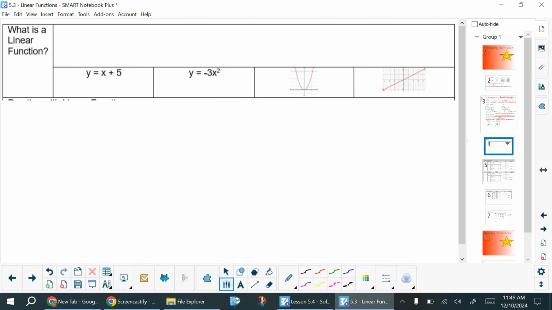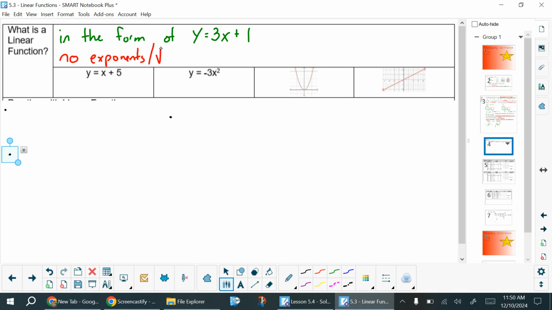Next thing we'll talk about here is what a linear function is. A linear function is going to be a function in the form of y equals x. Now that function could have something multiplied by it, so maybe like a 3x. It could have something added or subtracted to it, so like a plus 1. What it cannot have is any exponents.